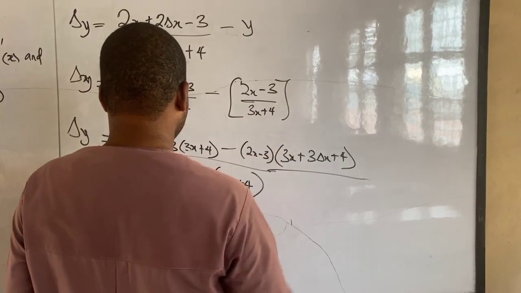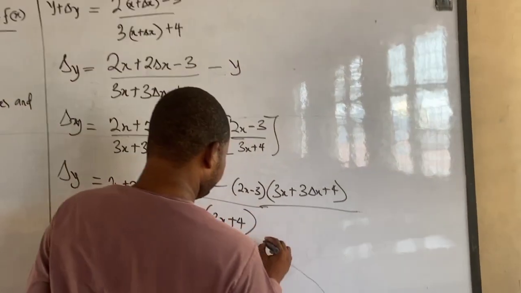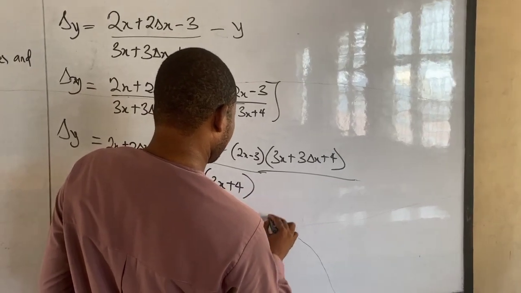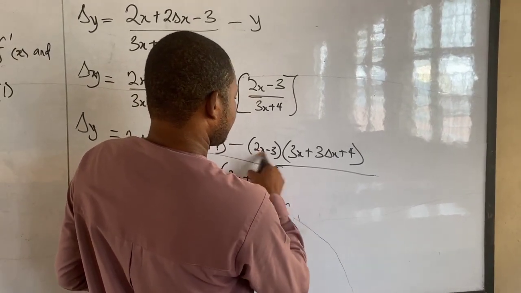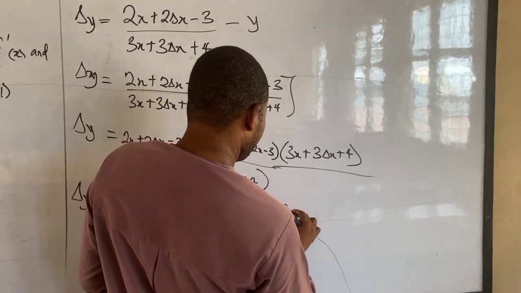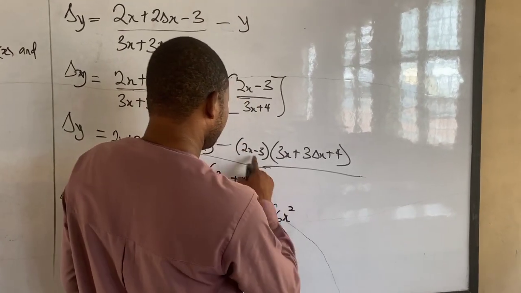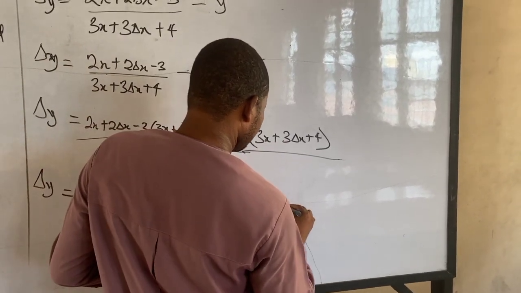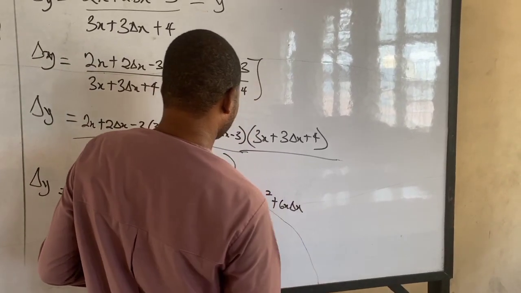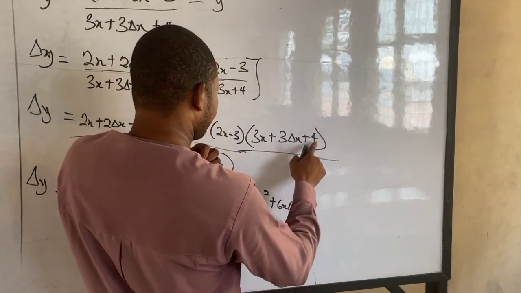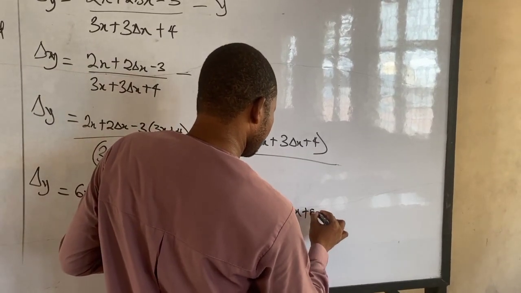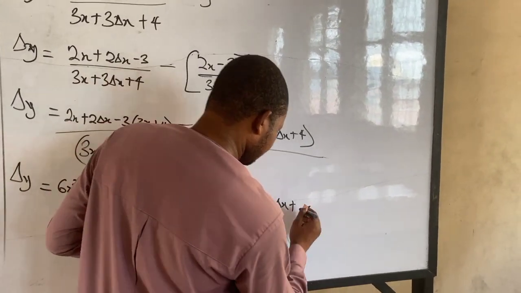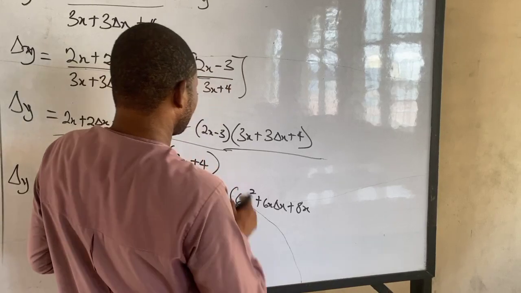This multiply this, that will give me. Okay, I'll put my minus. 2x multiply this, that will give me 6x squared. 2x multiply this, that will give me 6x change in x. Okay? 2x multiply this, that will give me 8x. This is 8x. Okay, I'm done with this.